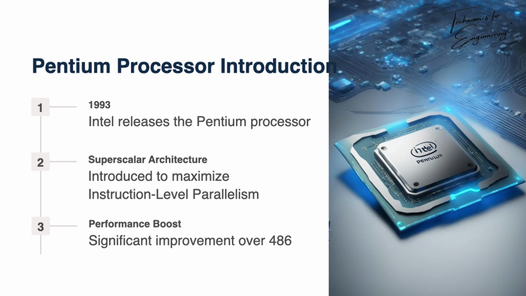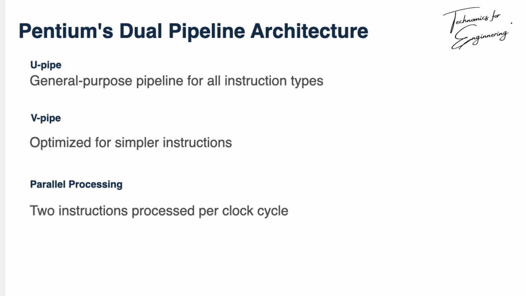Released in 1993, the Pentium processor was the successor to the 486, and it introduced Intel's superscalar architecture. The core idea behind this architecture was to maximize instruction-level parallelism, ILP, which significantly boosted performance. The Pentium processor's standout feature was its dual pipeline architecture. The processor had 2 independent pipelines, known as the U-pipe and the V-pipe, which could process 2 instructions simultaneously.